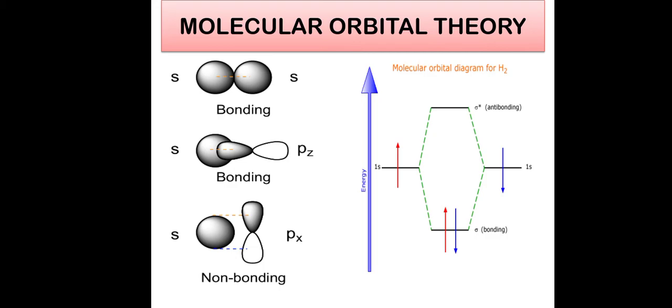The number of molecular orbitals formed is equal to the number of combining atomic orbitals. When two atomic orbitals combine, two molecular orbitals are formed. One is known as the bonding molecular orbital while the other is called the antibonding molecular orbital. The kind of bonding and antibonding is shown in the slide.